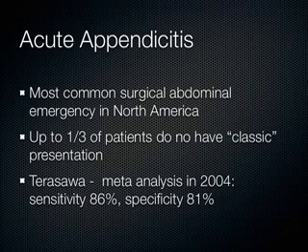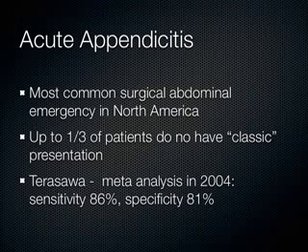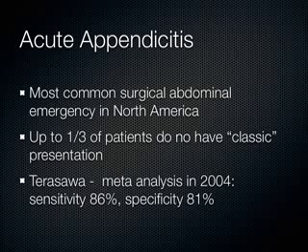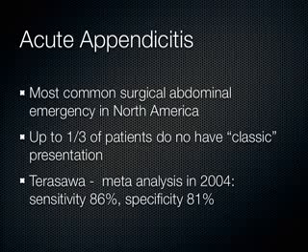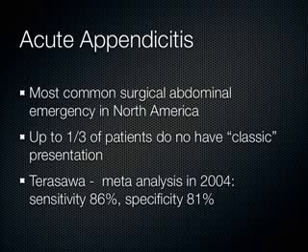Okay, switching gears, finally the appendix. And acute appendicitis is very, very common. It's the most common surgical abdominal emergency in North America. About a third of patients, though, don't have that classic presentation, which is generalized abdominal pain that then locates itself to the right lower quadrant, what we call McBurney's point, and associated with anorexia and elevated white blood cell count. That's the classic presentation I just described to you.